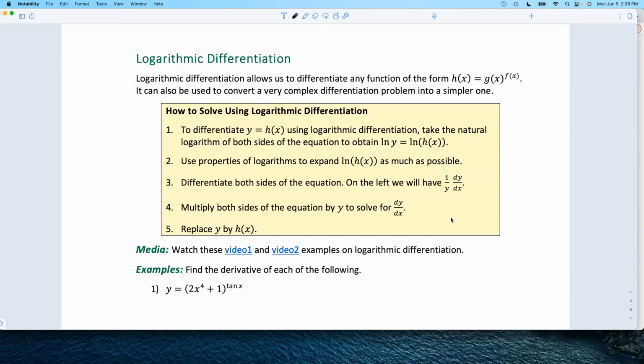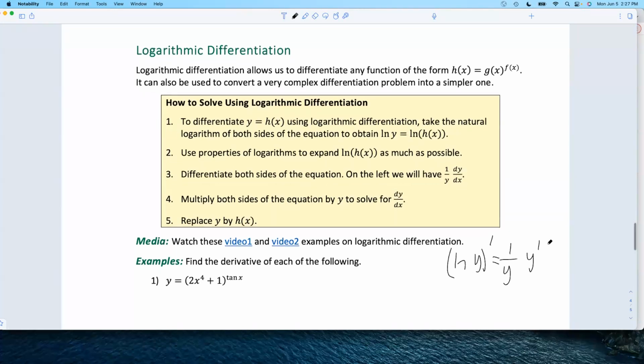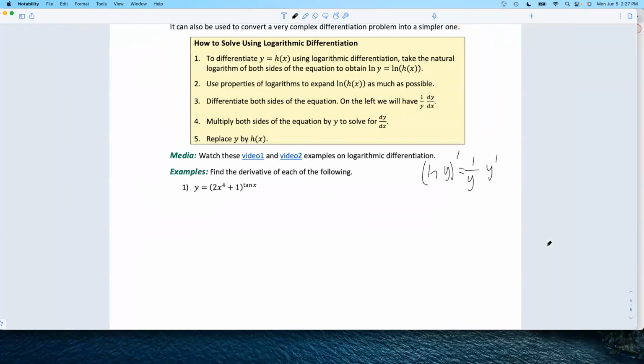The key to this is to remember that if you have a y and you take the natural log of it, and then you take the derivative of that, this is implicit differentiation. The derivative of natural log of anything is 1 over that thing times the derivative of what's inside. What's the derivative of y? Y prime. This is the key. The derivative of natural log of y is 1 over y times y prime. We're using implicit differentiation to do the logarithmic differentiation. Okay, and we're just going to do a bunch of examples.